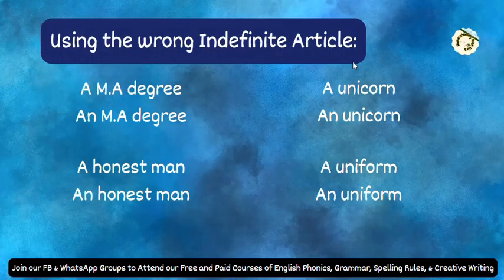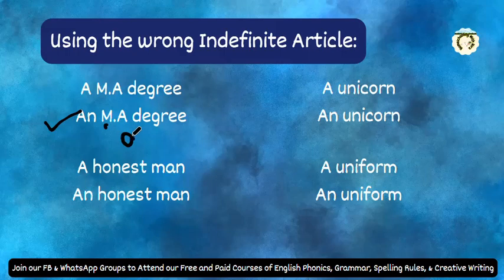Using the wrong indefinite article. What does it mean? This is a very common mistake that many of us make. When we say a MA degree or an MA degree, what do you think? Which one is correct? It's an MA degree. Why is an correct? The letter M is written here, but if you just say em, it begins with the a sound. We are listening to the sound of this letter. The sound when we say em is the sound of letter A. That's why we are using an MA degree.